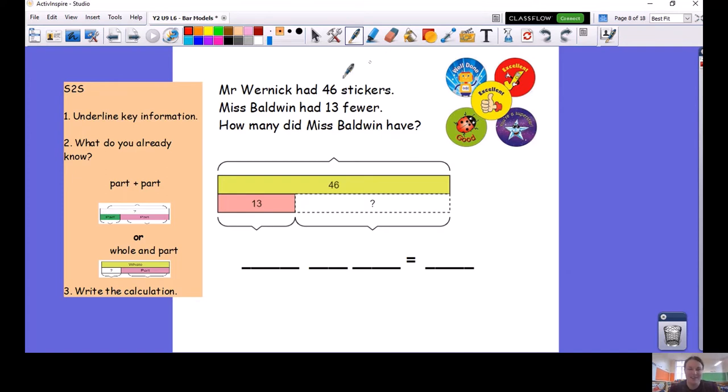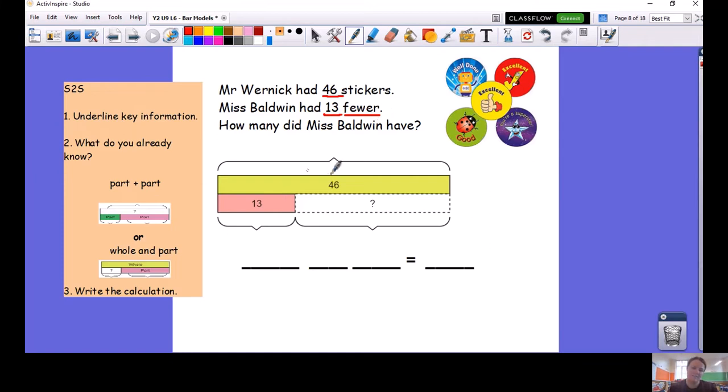I need to underline the key information. And the key information is 46 and 30. There's more and fewer. Right, okay. So how many did Miss Baldwin have? Mr. Wernick had 46 stickers. That's how many he had all together. Miss Baldwin had 13 less. How many did I have?